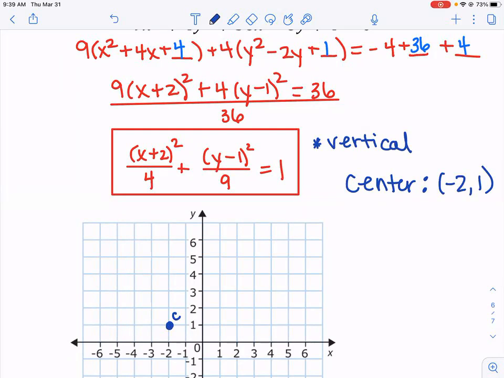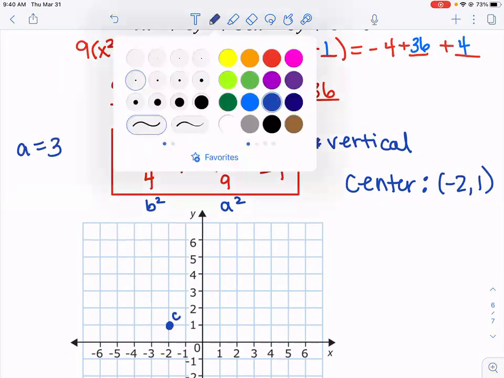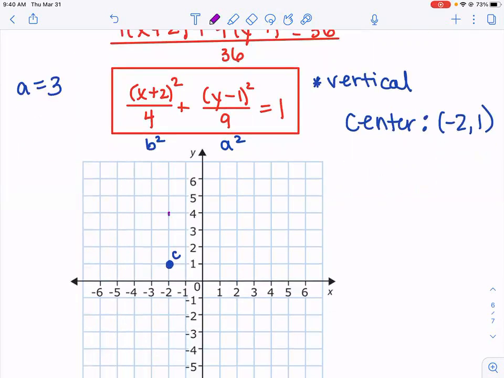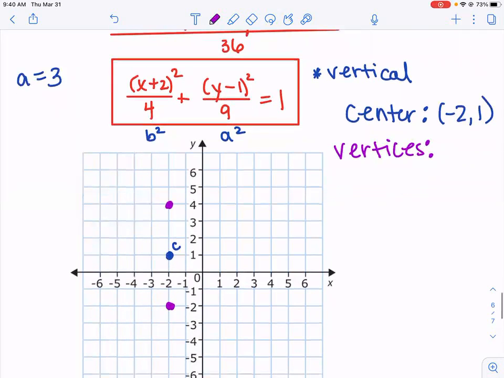Okay, so we talked about how 9 is bigger. So 9 is a squared and 4 is our b squared. Which means a is what? A is 3. And since a is with the y, our vertical variable, we're going to go up 3 and down 3 to get our vertices. So -2, 4 and -2, -2.